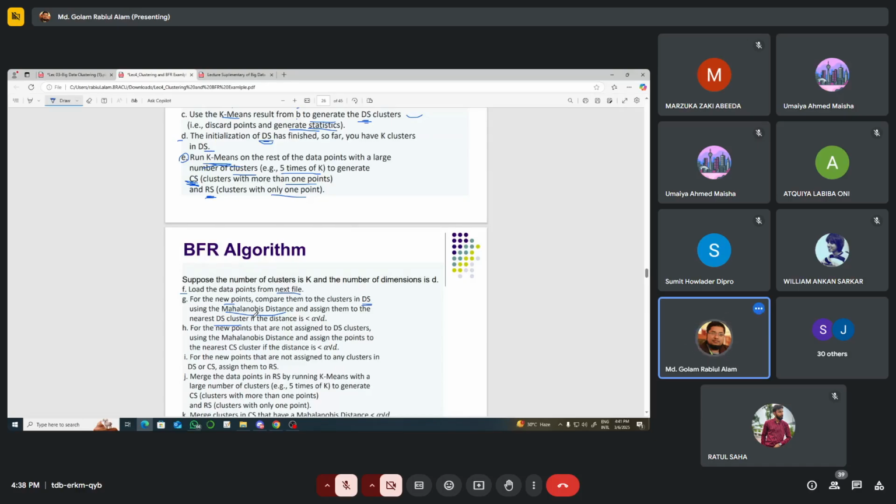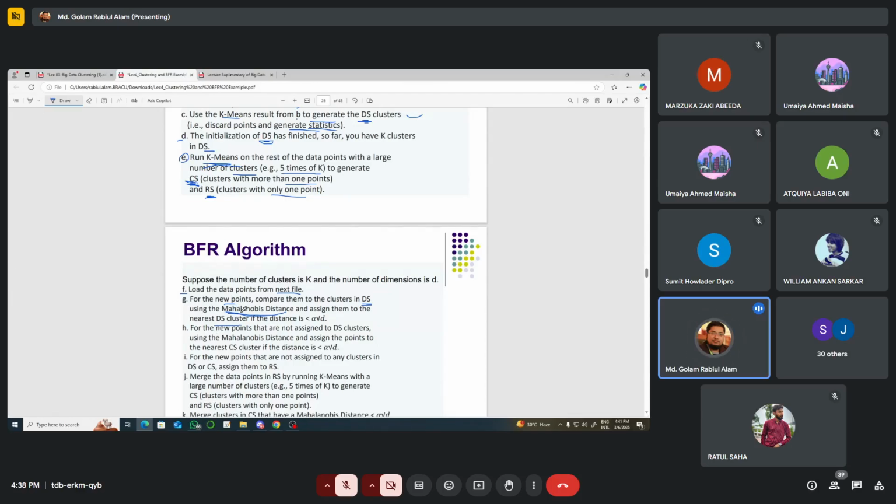So that's why, instead of directly calculating the Euclidean distance, because the Euclidean distance will not project the distribution, it will just project the distance between two points, but it will not consider any distribution. That's why we have to use the Mahalanobis distance. Using the Mahalanobis distance, we find out how close this point is to the center of a cluster.